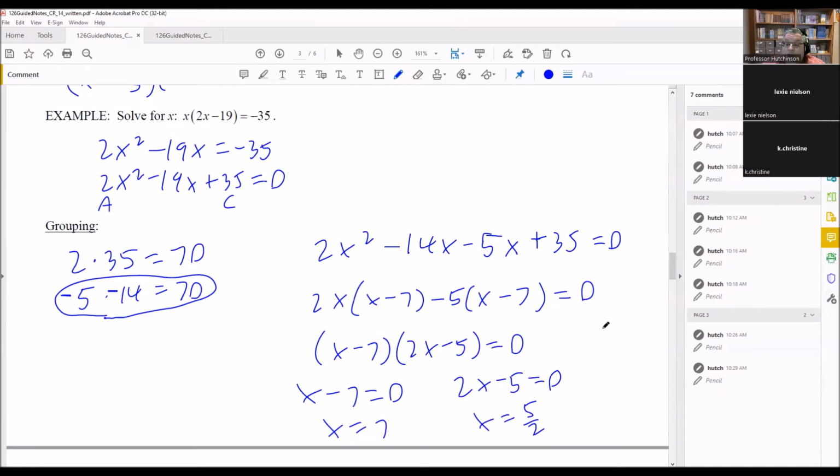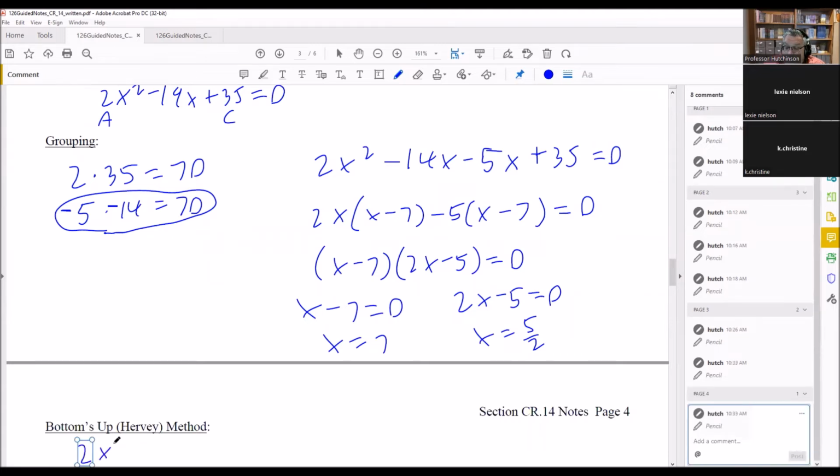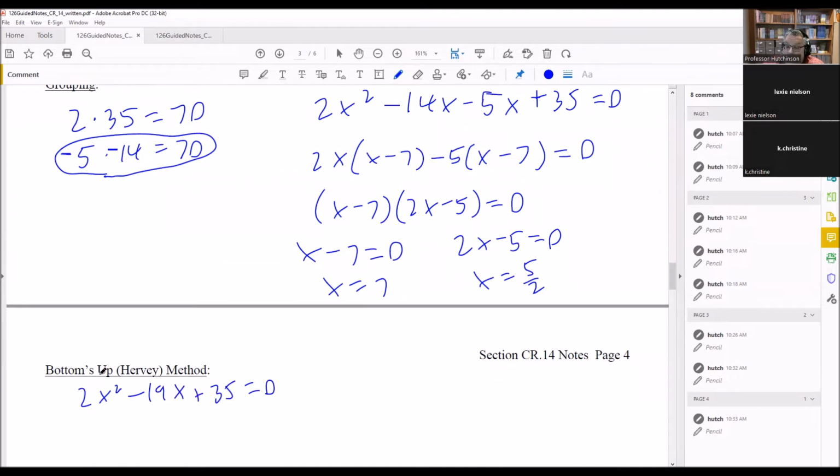I'm also going to do this by the bottoms up method as well. So let me write out the same thing I had before. I have 2x squared minus 19x plus 35 equals 0. When you're going to do the bottoms up method, you take the first number times the last number, and the first number disappears. So you're going to get x squared minus 19x plus 70 equals 0. So first number times the last number, but the first number disappears. Okay, so we have that.